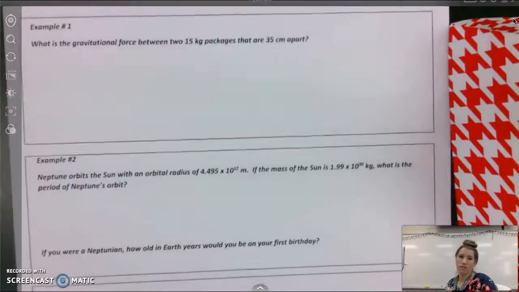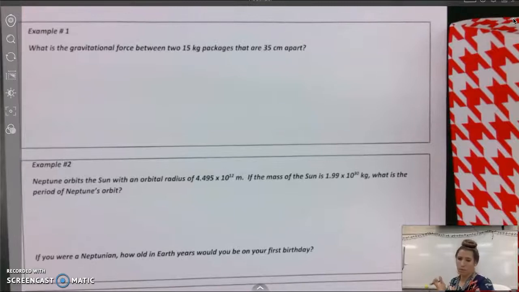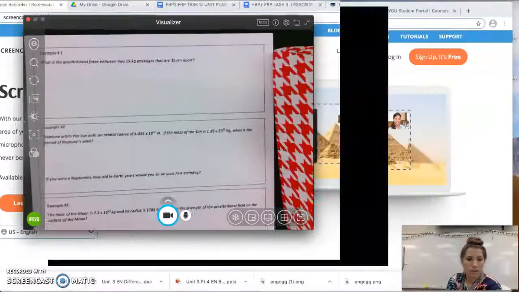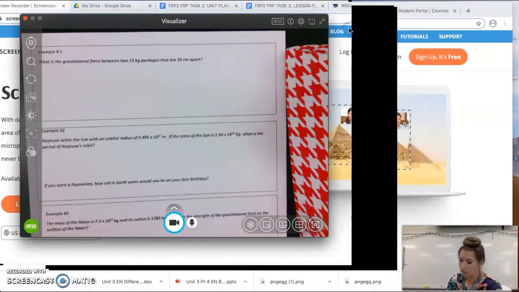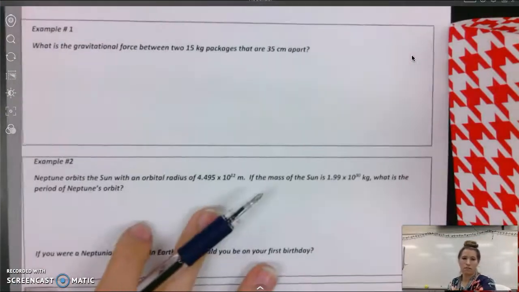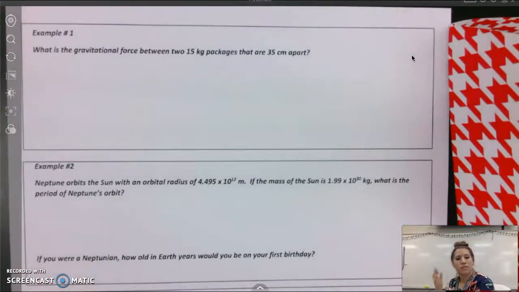And now we're just on to our practice problems. Let's see where we're at time-wise. Yeah, let's look at a couple of these. So, what is the gravitational force between two 15-kilogram packages that are 35 centimeters apart?